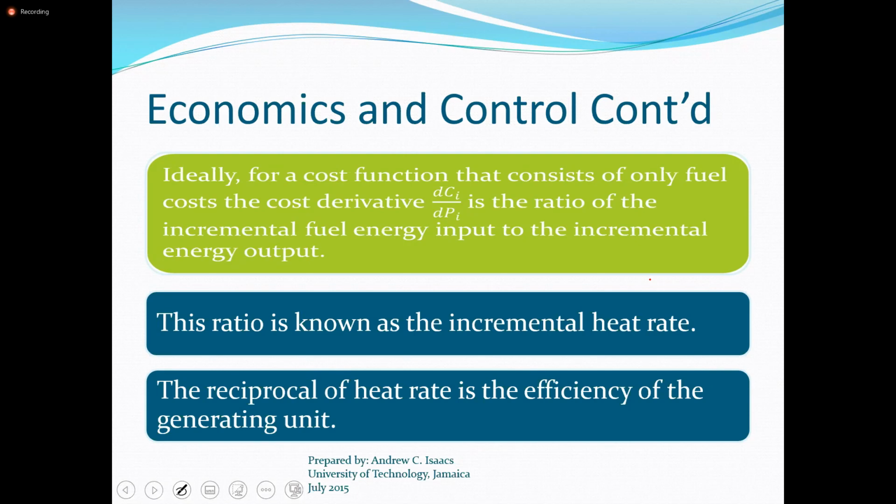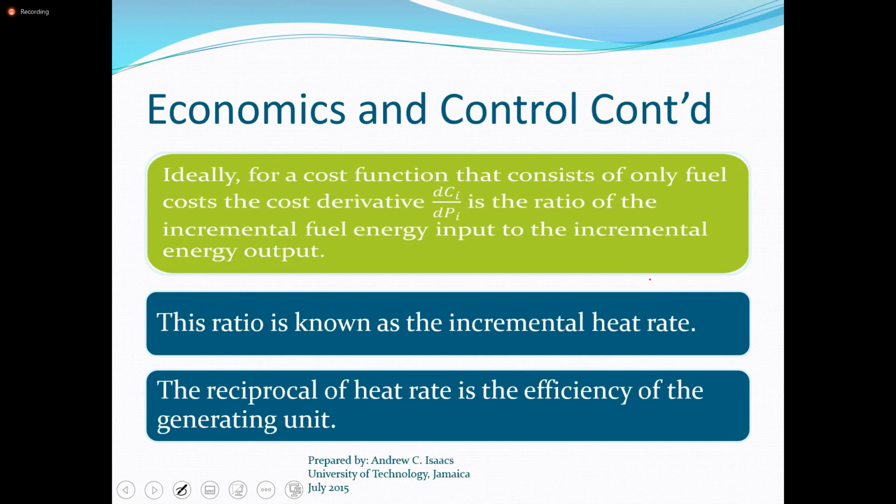The cost derivative, dC/dP, is the ratio of the incremental fuel energy input to the incremental energy output. All right? And this ratio is known as the incremental heat rate. And then the reciprocal of the heat rate is the efficiency of the generating unit. All right? So let me throw some things at you that are really practical, that you are going to hear on the radio.